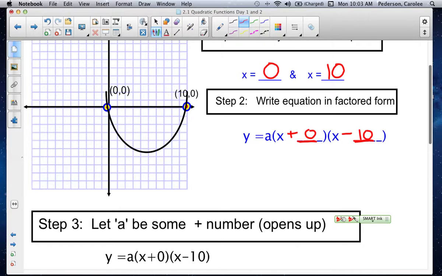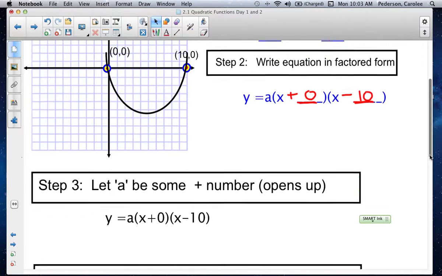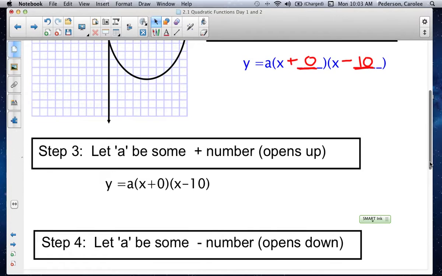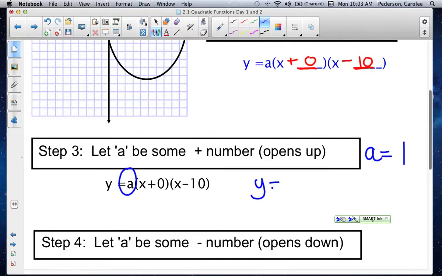So these go pretty fast. What do we want our a to be? You guys choose. 1? Should we make it a little more exciting than 1? No? 1? Okay. So we're going to let a be 1. So now you just throw in 1 right there. y equals 1, x, I'm just going to drop the 0, and then (x minus 10). That's it. That's part of your homework today.